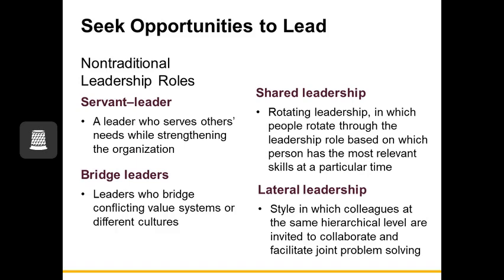Shared leadership is a system where leadership rotates based upon the expertise of members of a team. In other words, one person might lead one aspect of a project while another person leads a different aspect. Shared leadership units still have a designated leader, but that person delegates leadership responsibilities for different tasks based upon expertise. Shared leadership is most effective when tasks are interdependent. Finally, lateral leadership exists when people at the same level of the organization collaborate to solve problems.